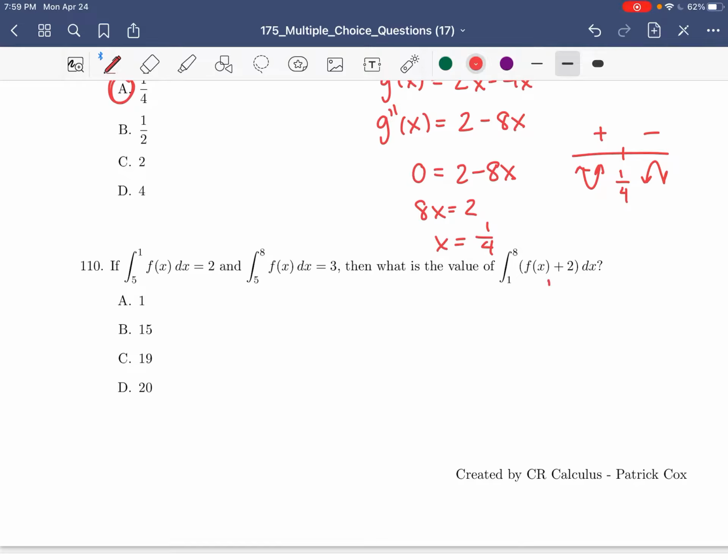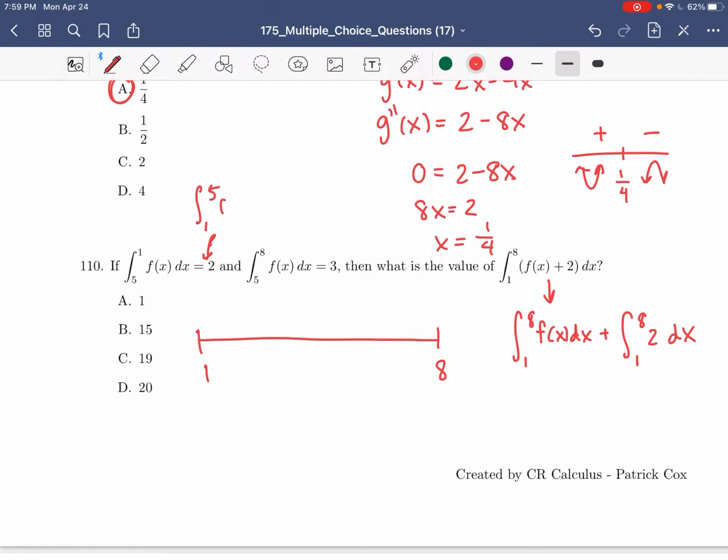Okay, here we have this function. I'm going to go ahead and split this one up. So it's going to be the integral from 1 to 8 of f of x plus the integral from 1 to 8 of 2 dx. But first, let's go ahead and find the integral from 1 to 8 of f of x. So we know we're going from 1 to 8. This one's in the wrong order. So really the integral from 1 to 5 of f of x should equal -2.